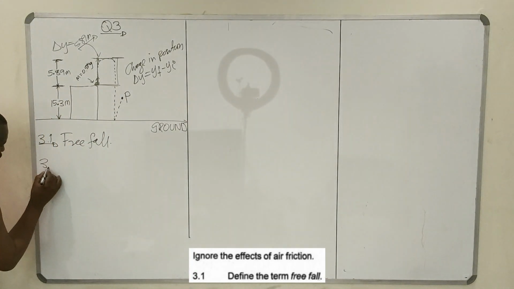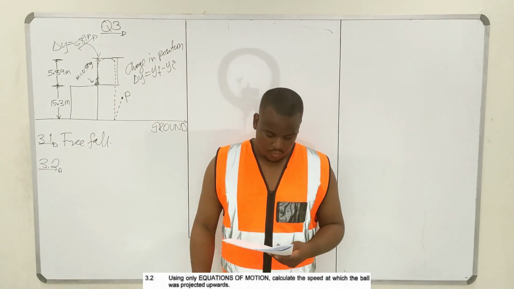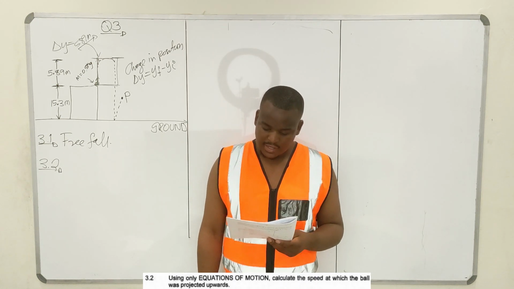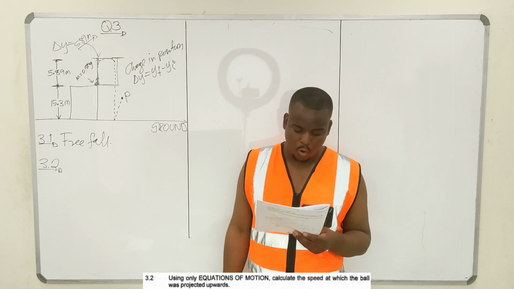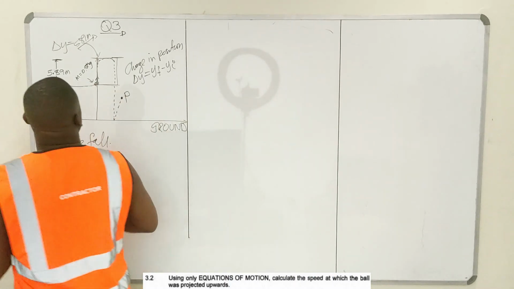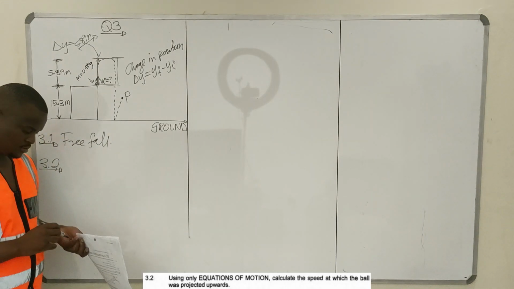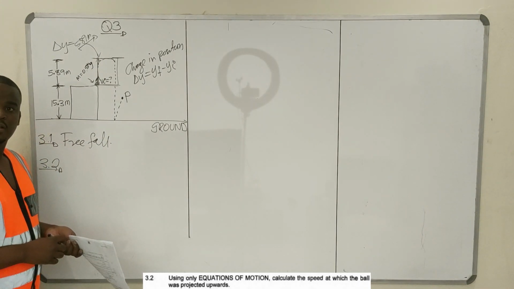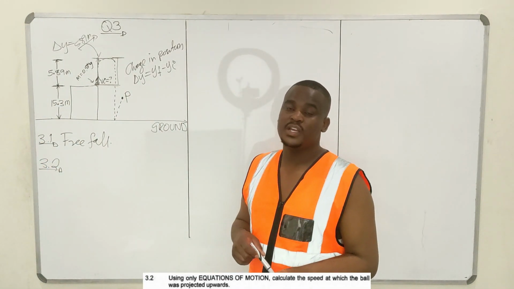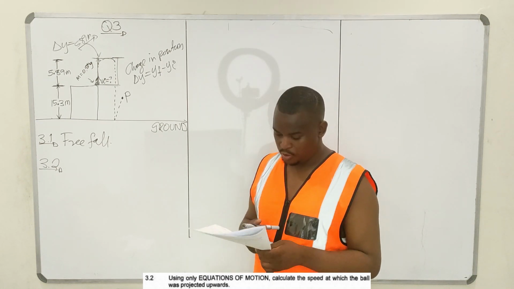Choose 3.2. What are they saying now? They are saying, using equations of motion, calculate the speed at which the ball was projected vertically upwards. So they want us to find this speed here, the initial speed of the ball. That's what they want us to find, using the equations of motion. The initial velocity of the ball.